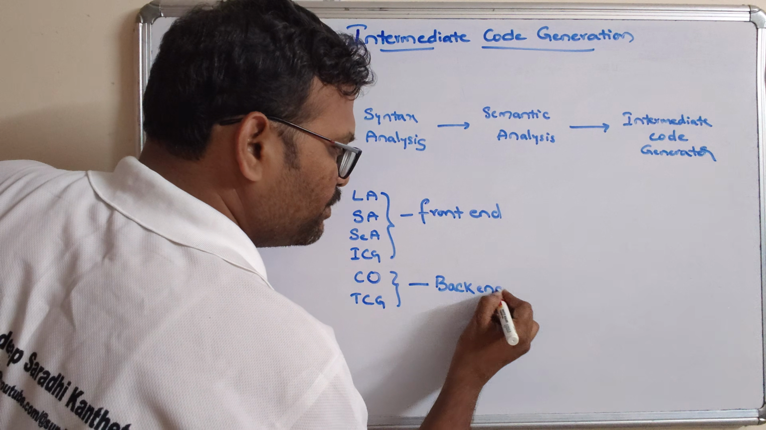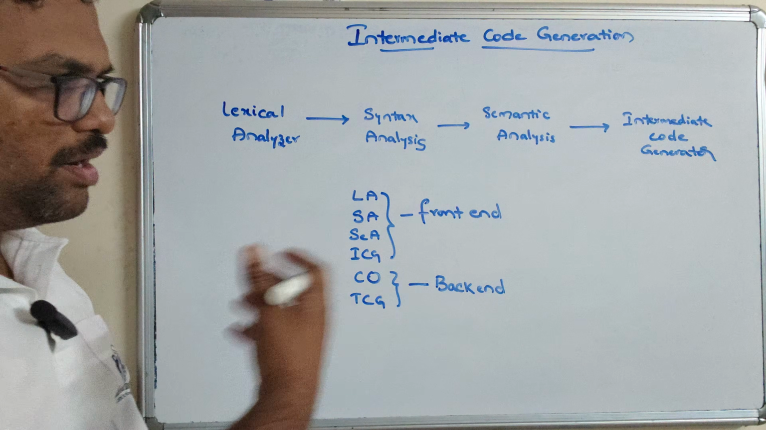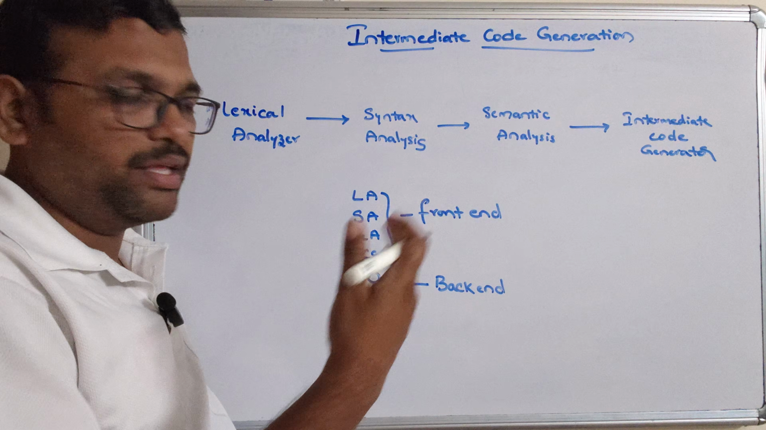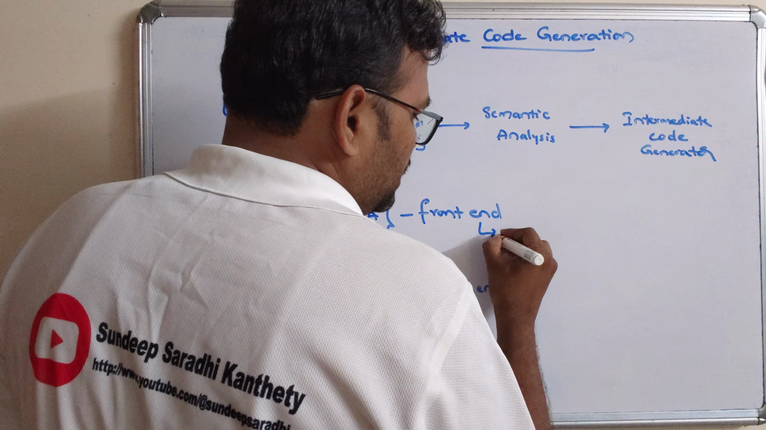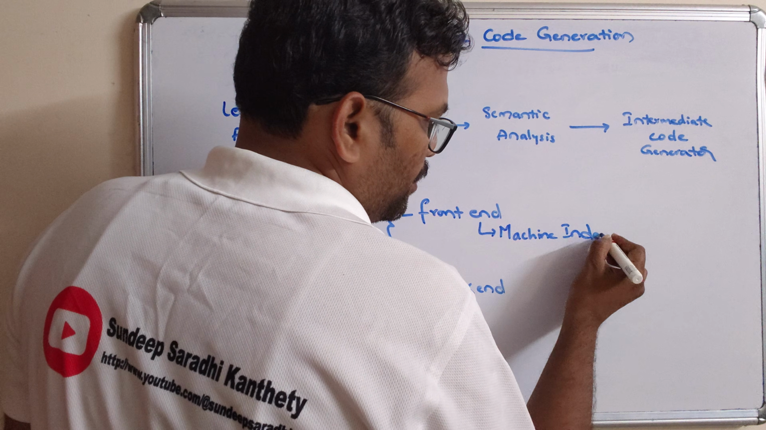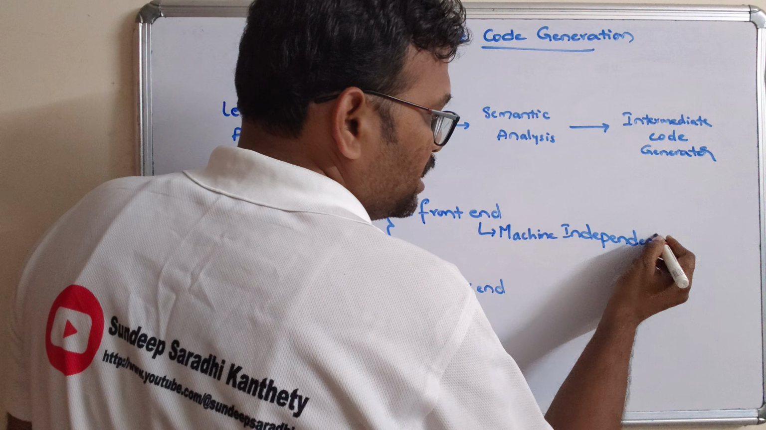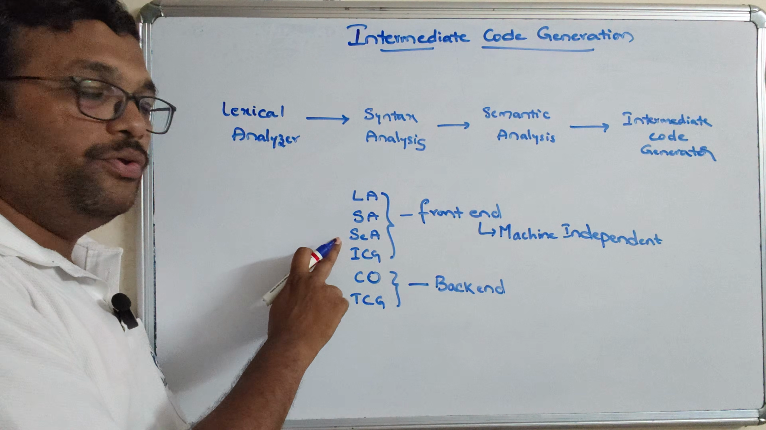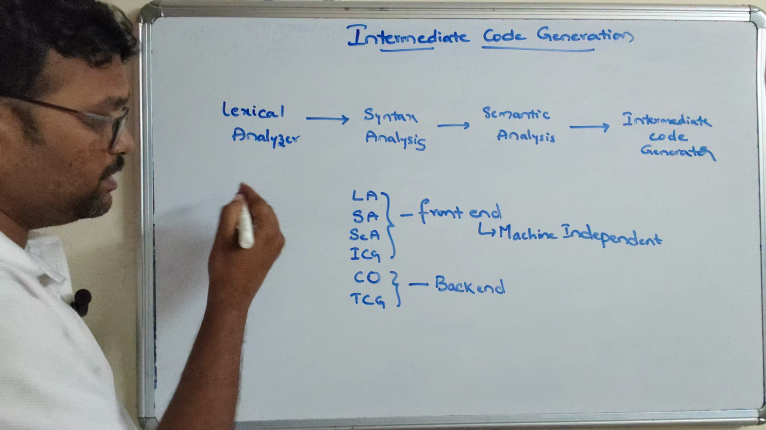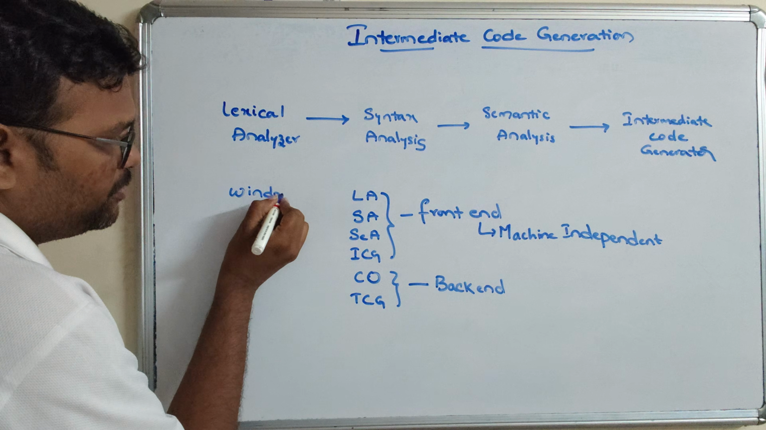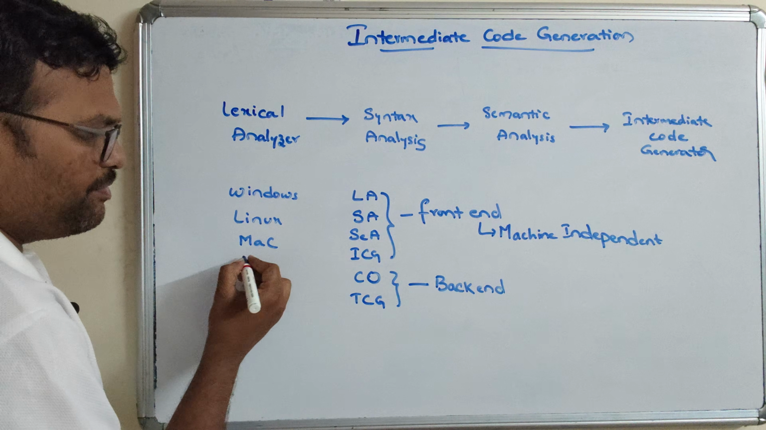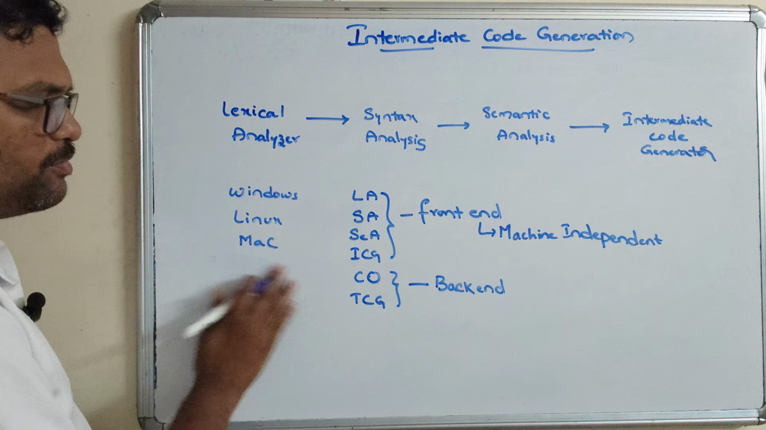We'll be using these words in every concept. Nowadays we hear these words like front end and back end. What is a front end? What is a back end? Front end means it is machine independent, so it can be used on any kind of machine. For example, different operating systems like Windows, Linux, Mac, or Android.